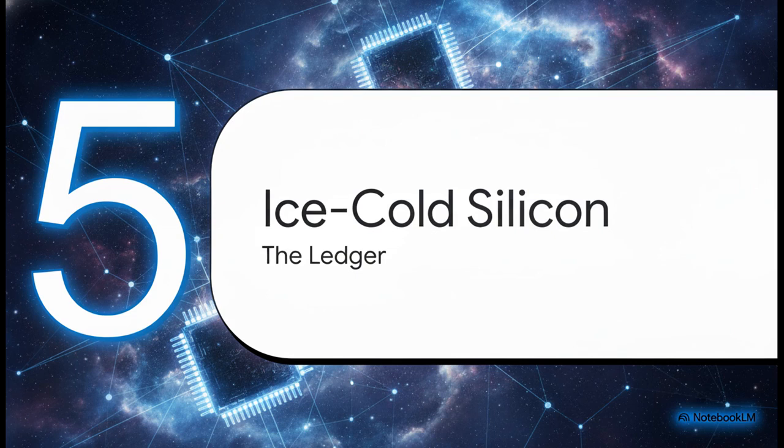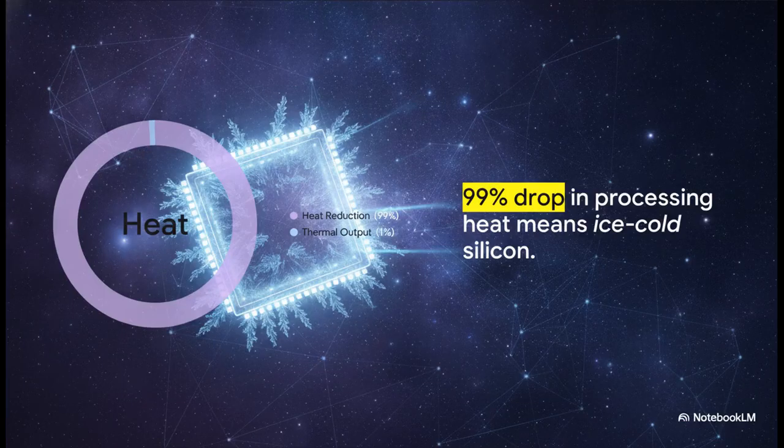Let's look at the real-world impact in Section 5, the ice-cold silicon revolution, the ledger. So what happens when you take these rules, finite infinity, the 13-digit physical lid, whole fraction tokens, and scale them up? The framework predicts absolutely dramatic results. By replacing floating point decimal drift with whole integer fraction tokens, processing heat drops by over 99%.